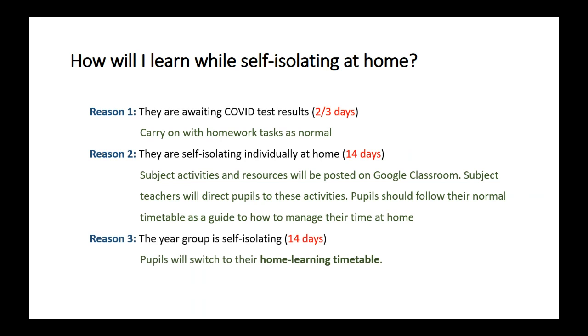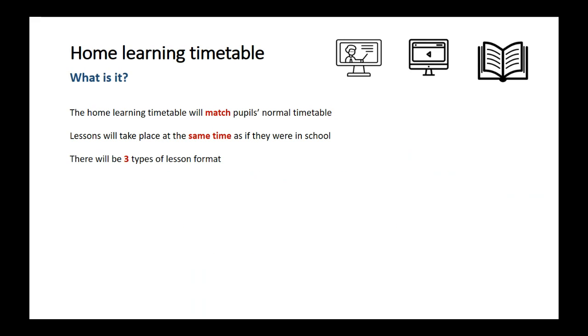The third reason, and what we're going to focus on for the majority of this presentation, is what will happen if a pupil is self-isolating at home for 14 days as a result of the whole year group self-isolating. In this case, pupils will switch to their home learning timetable. So what is the home learning timetable? Well, the home learning timetable will match pupils' normal timetable. If they have maths period 1 of week A on a Monday morning, then they will have maths period 1 of week A on a Monday morning if they're working from home.